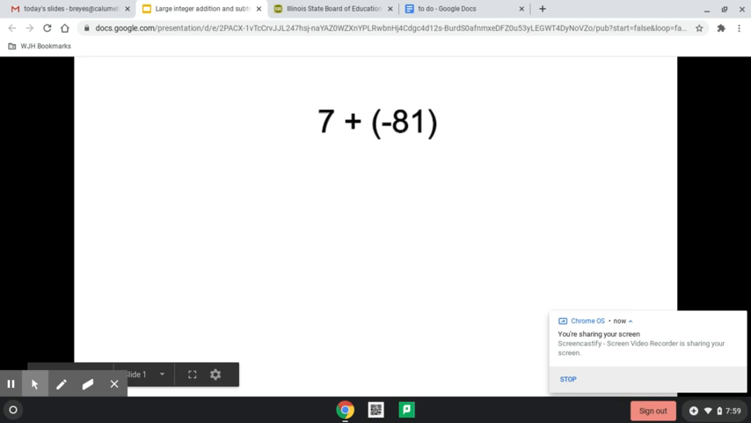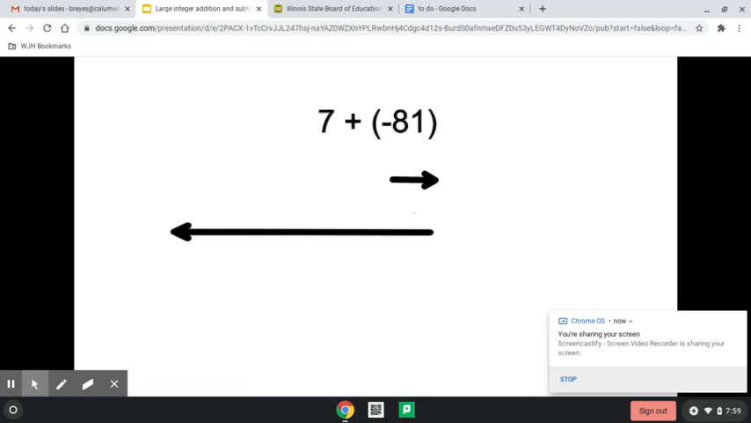All right, 7 plus negative 81. Now this is a problem that we've done very similar problems to, just with smaller numbers. So if these were smaller numbers, we could easily just go to the right 7 on a number line, and then go to the left 81. But since these are large numbers, none of us wants to draw a number line that big, and none of us wants to go counting in that tedious way.